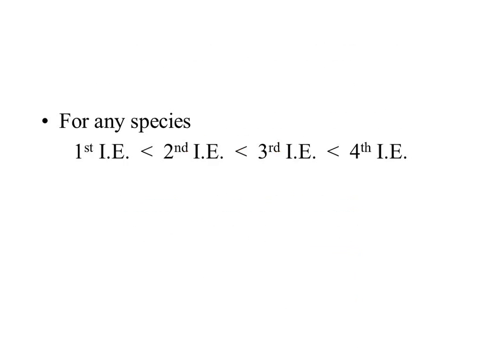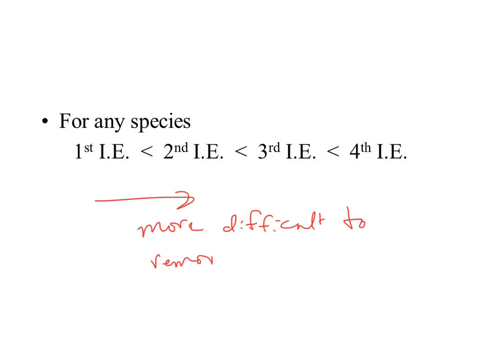So, put another way, it gets more and more difficult, and you can tell it's more difficult by the higher ionization energy needed to remove later electrons. And I have an example.